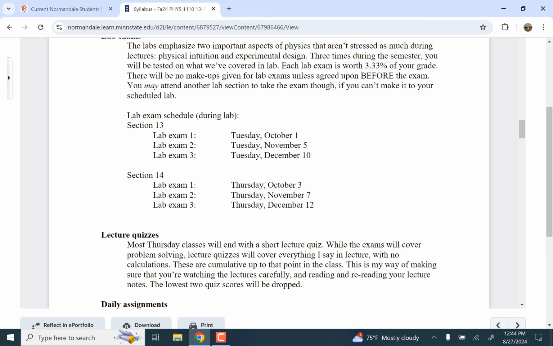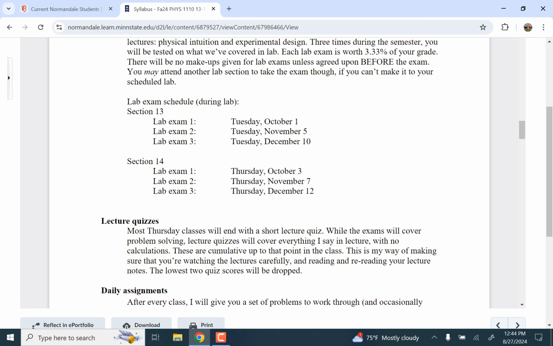So it's broken down into section 13 and section 14. And like with the regular labs, if you're in section 13, for example, and you can't make it to the lab exam, like lab exam 2 on the Tuesday, feel free to just come to the one on Thursday. You don't have to tell me ahead of time. Whatever one works for you is fine. It's going to be the same tests, difficulty and stuff. Any questions about the lab exams?